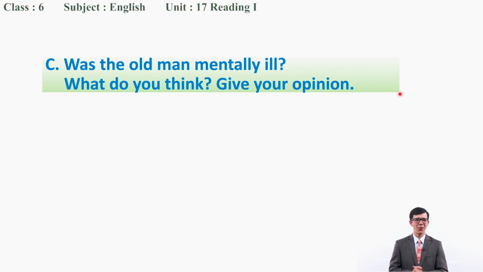So I request you all, please, either the old man was really ill or the people in the village were making him mad or, let's say, mentally ill, okay? There is some, let's say, debate, discussion. You can discuss with your friends. What do you think, please?